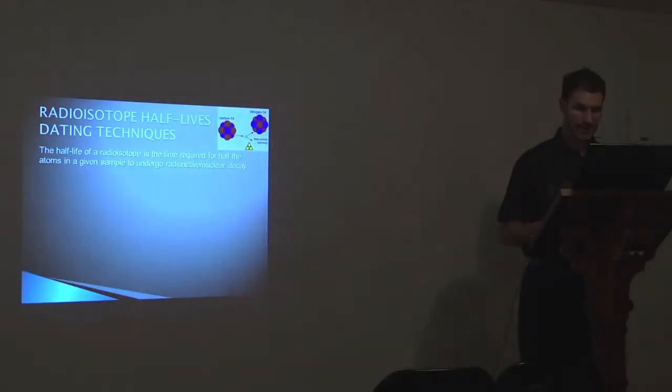Now there's the radioisotope half-lives. In that picture there is carbon-14. As it decays it loses a beta particle or electron and it becomes nitrogen-14. Now the reverse happens in the upper layers of the atmosphere or the stratosphere of the Earth.